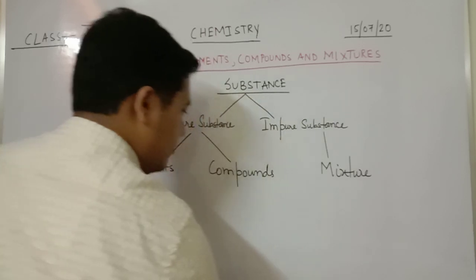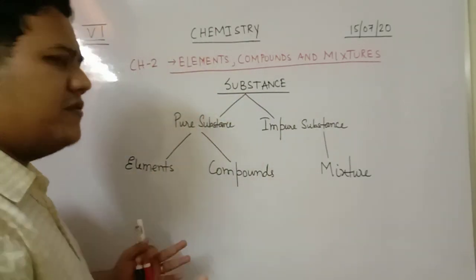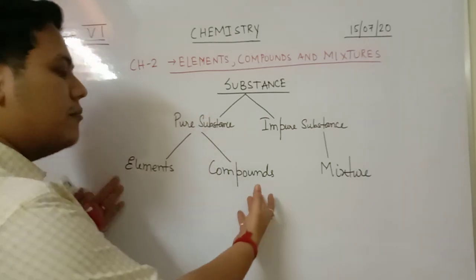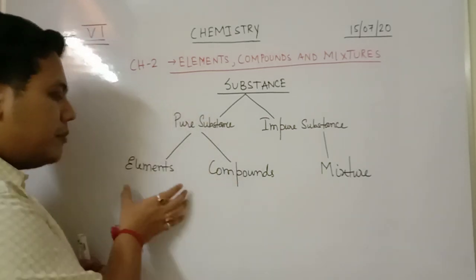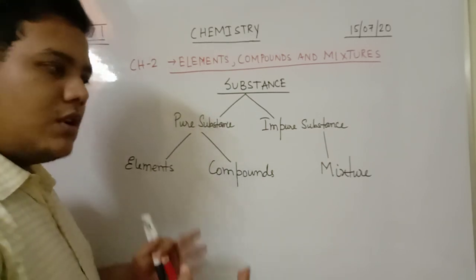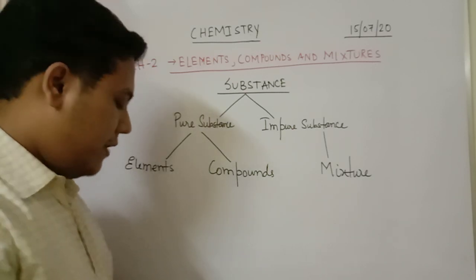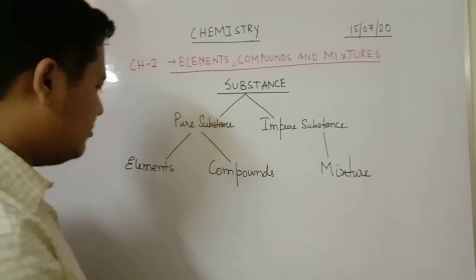Now what is a mixture? A mixture is formed by the combination of various compounds, or various compounds and elements. If you combine elements and compounds together, or if you combine too many compounds together, you will get a mixture. Now I will give you one example for each.